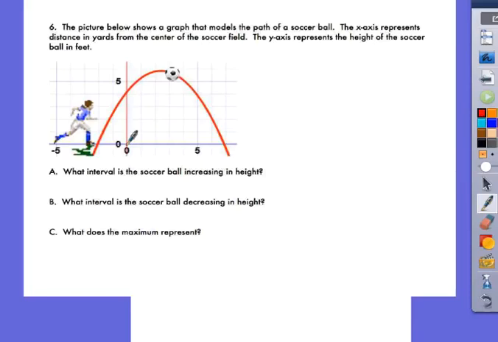What interval is the soccer ball increasing in height? On what interval is it increasing? Now, mind you, be really careful here. Do you notice that the soccer ball is not at the maximum? That's kind of deceiving, isn't it? We want to be really careful that we are looking here. This is our maximum, all right? That's the point where we want to be looking. So it's increasing all the way to right there.